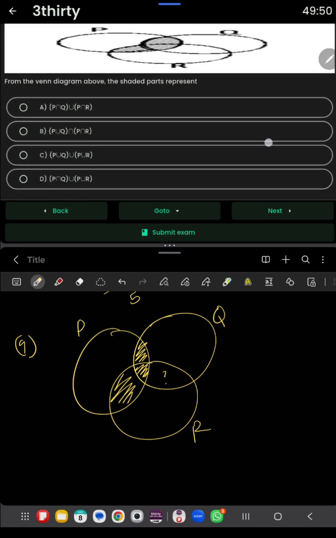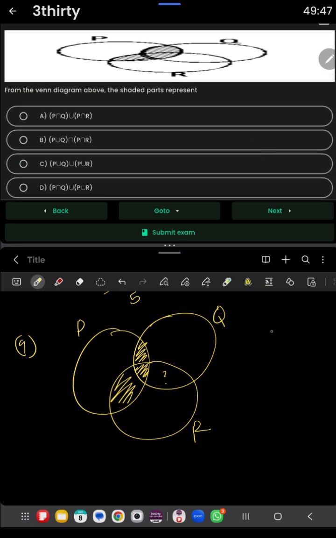Okay, so we could call this P intersection Q. I'm going to use a different color of arrow. This part here is P intersection Q. This portion is P intersection R. So it's actually going to be the union of both of them. So that's P intersection Q union P intersection R.